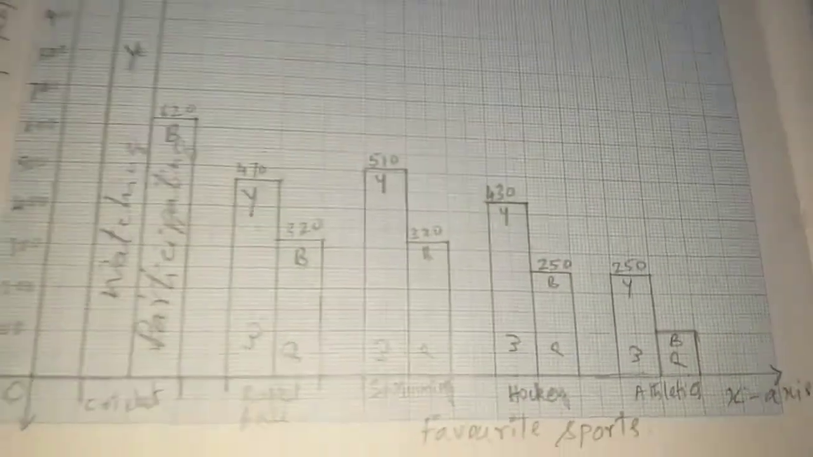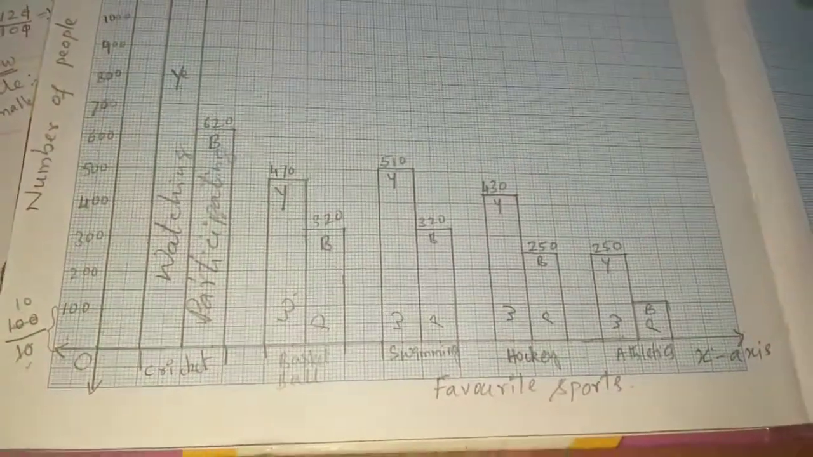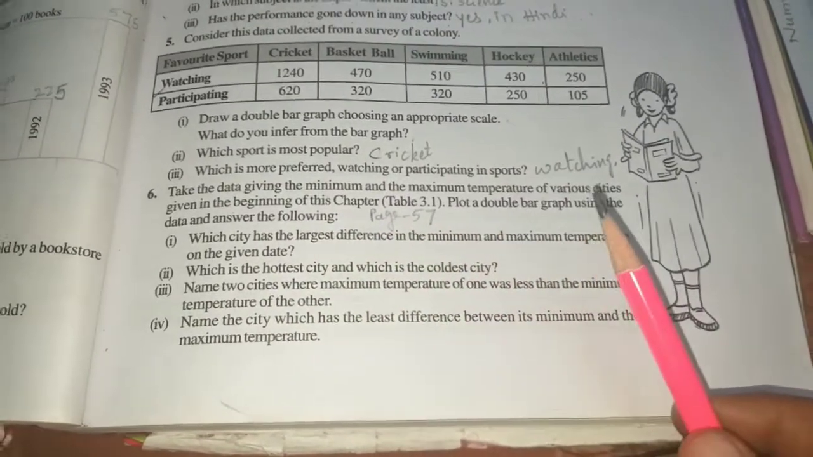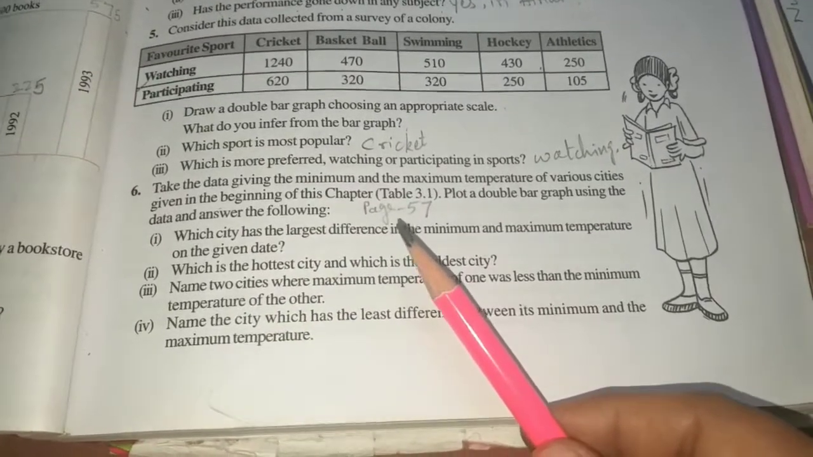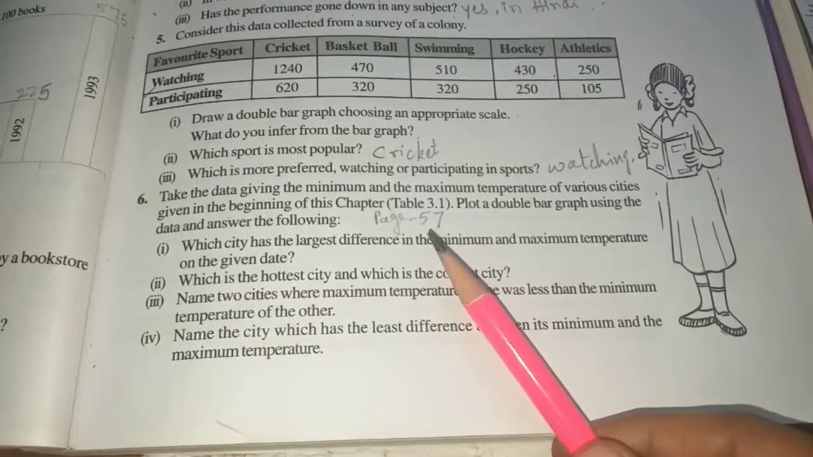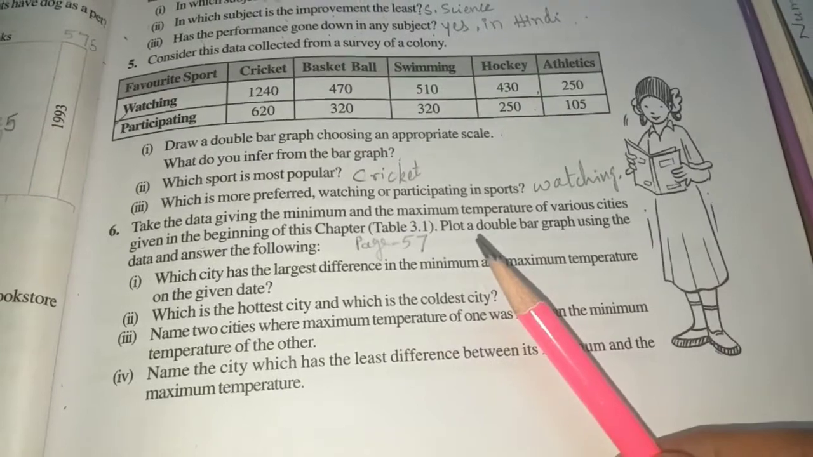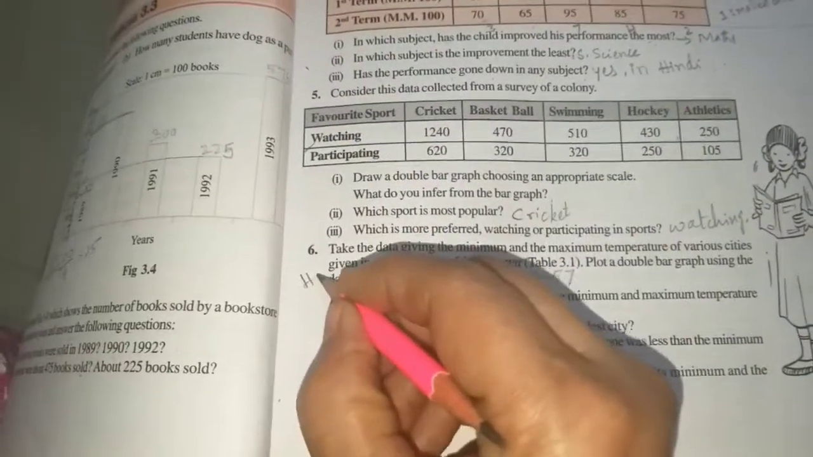Okay, children. So this is the double bar graph for question number 5. I have already answered the questions. See the sixth one. Take the data giving the minimum and maximum temperature of various cities given in the beginning of this chapter. On the first page of the chapter, that is page number 57, they have given the information for the temperature minimum and maximum. By using that information, you have to plot the double bar graph and answer the following questions. This is homework for you, completely homework.